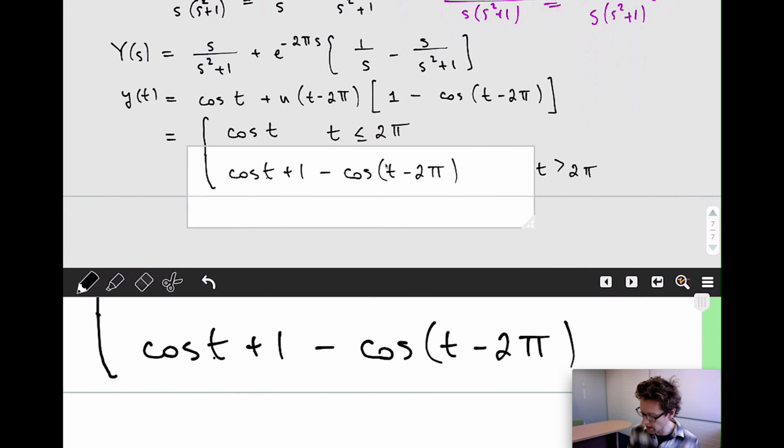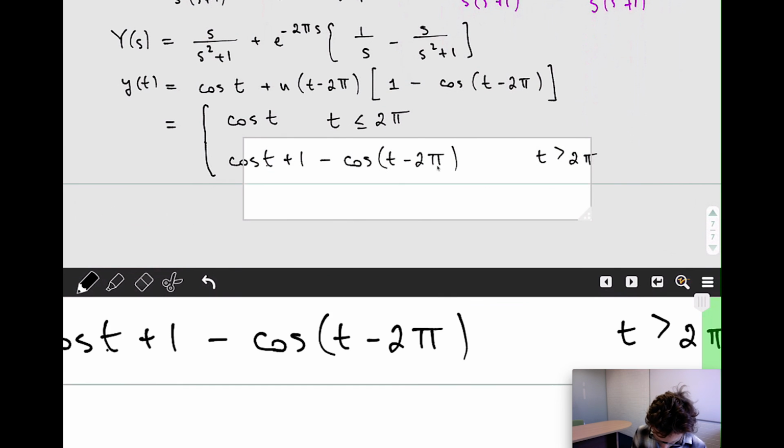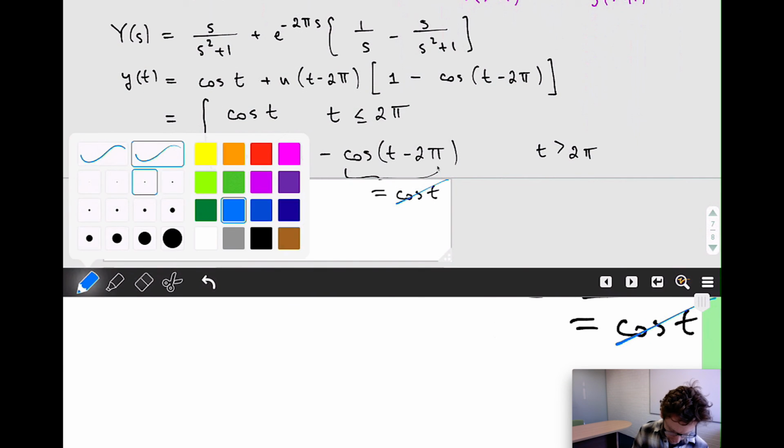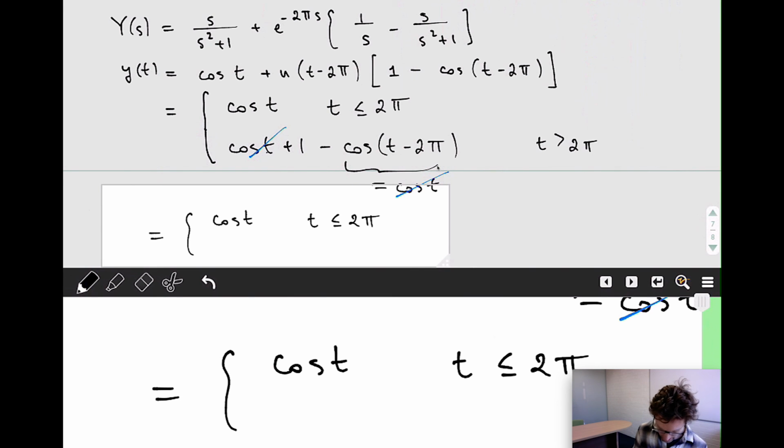But cosine of t minus 2 pi is just cosine of t shifted over by 2 pi. But cosine has this periodicity of 2 pi. So shifting over by 2 pi doesn't do anything. So this is actually equal to cosine of t. So you can see that I'm going to get cancellation between this term and this term, which leaves me with a very simple expression. It leaves me with cosine of t for t less than or equal to 2 pi, and it's equal to 1 for t greater than 2 pi. So this makes it very easy to sketch what this function looks like.